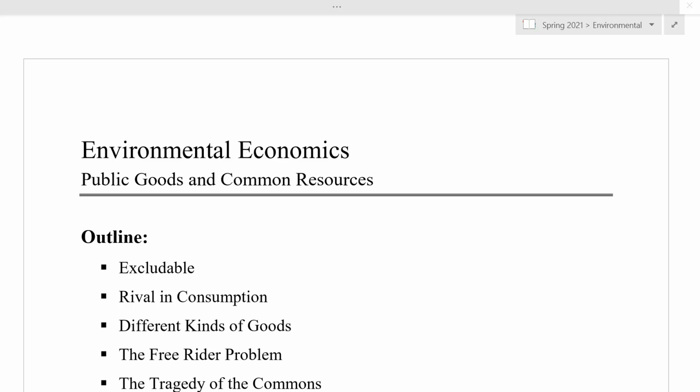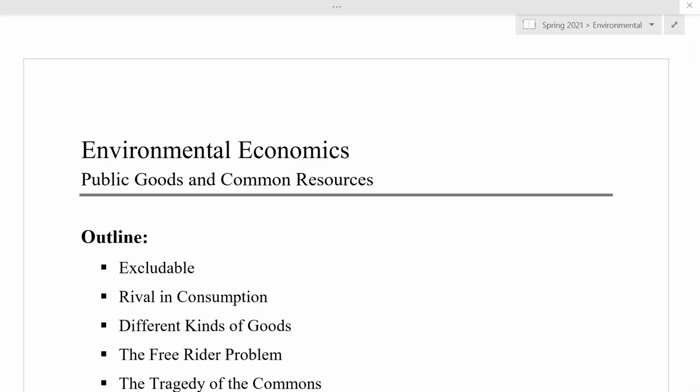So picking up from negative externalities, public goods and common resources are often associated with negative externalities, and because of their characteristics, we're going to have some similar traits and also similar policy responses that we would see when there are externalities involved. Okay, so let's go ahead and dive in.